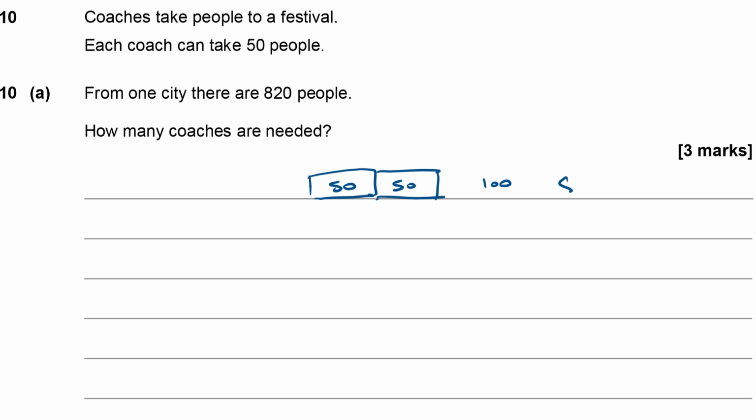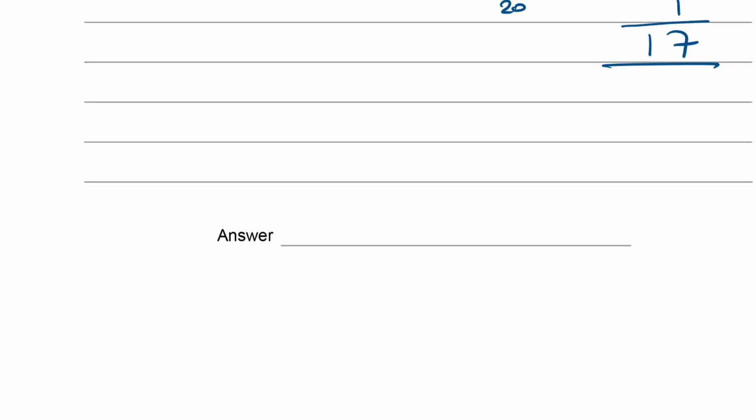So if I have 8 lots of 2 coaches, that's 16 coaches. That is enough for 800 people. So 800 is 8 times 2, which is 16. But I've got 820 people, so I still need to put 20 people somewhere. So I'm going to have one more coach, aren't I? So that extra 20 people is going to be one more coach, meaning that I've got 17 coaches altogether. Okay, so I'm going to have 17 coaches.